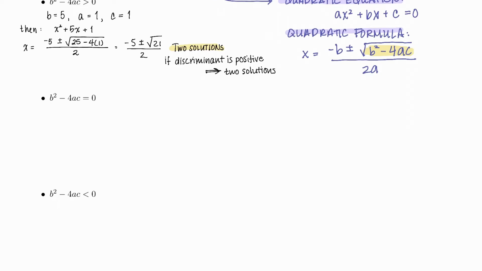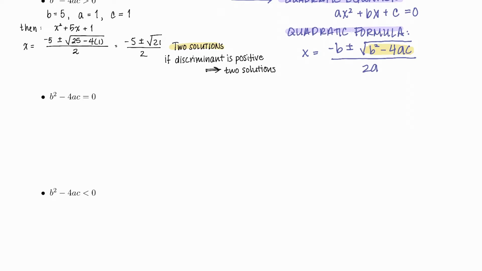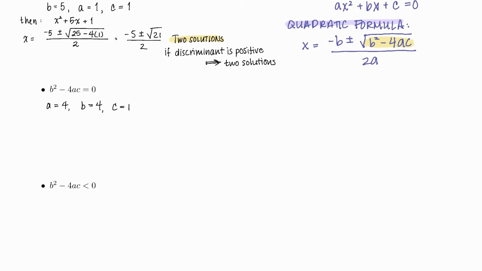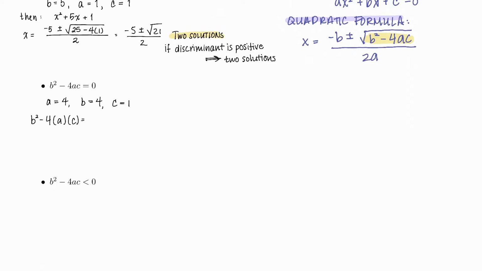Okay, so the second part asks us to find a, b, and c so that b squared minus 4ac is equal to 0. So one way we can do this is maybe if we pick a to be 4, b to be 4, and c to be 1. Because this way, b squared minus 4 times a times c is going to be 16 minus 4 times 4 times 1, which is 16 minus 16, and you get 0.